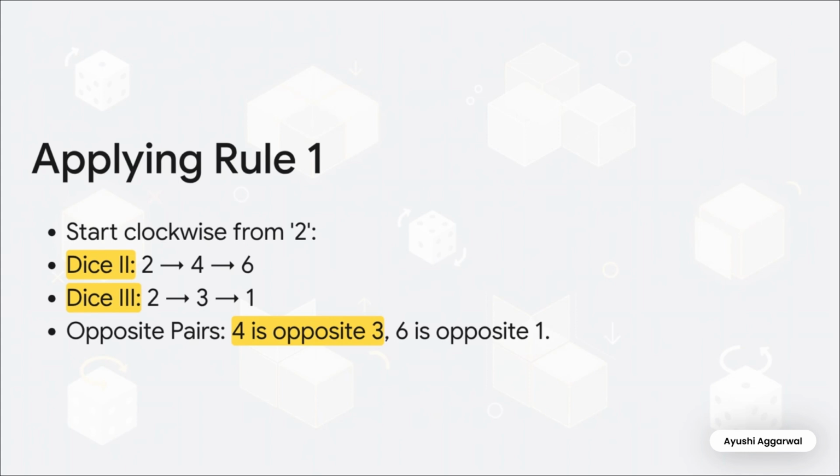In dice 2, it's 2, then 4, then 6. In dice 3, it's 2, then 3, then 1. Now just match them up. 4 is opposite to 3, and 6 is opposite to 1. And just like that, our question is solved. Opposite to 3 is 4. See? The right strategy makes it so much faster.